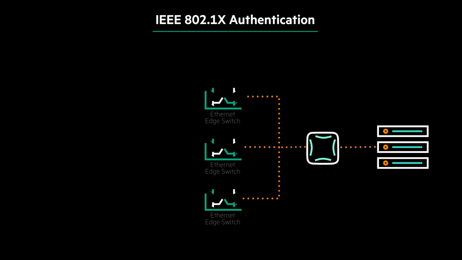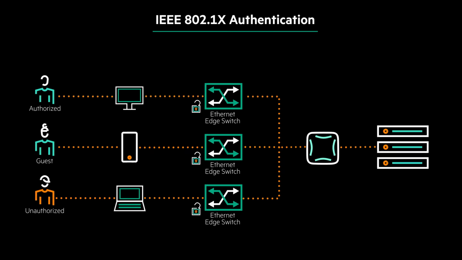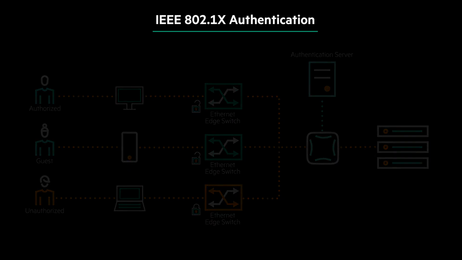Let us see how the access control network operates. Before accessing the network, users connecting to an access control enabled network must authenticate themselves. In this example, the switch acts as the authenticator. The user attempting to connect to the network must authenticate to the network before the local switch grants access.